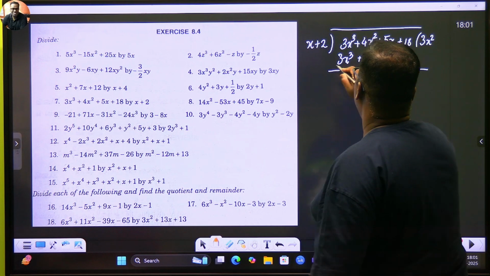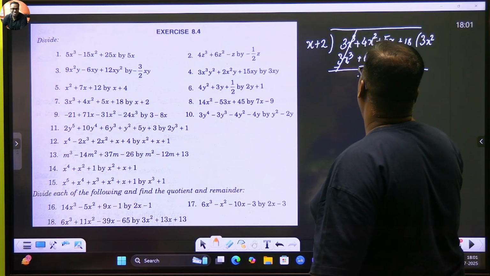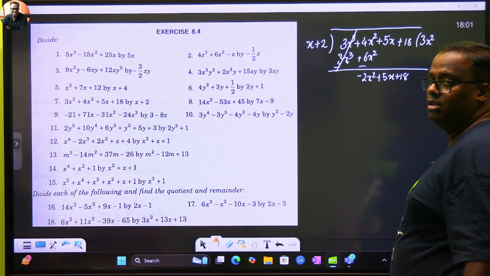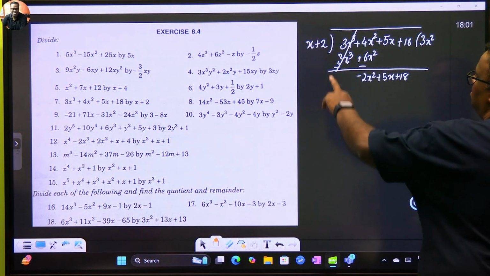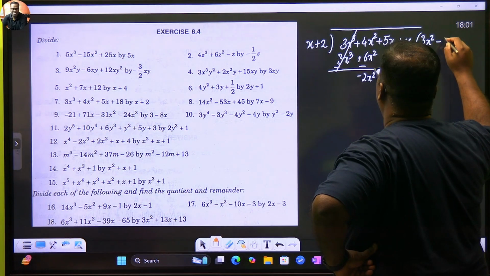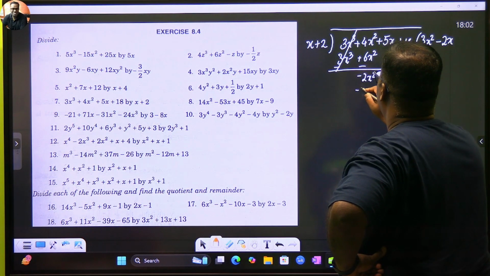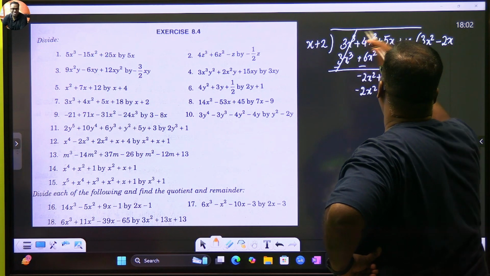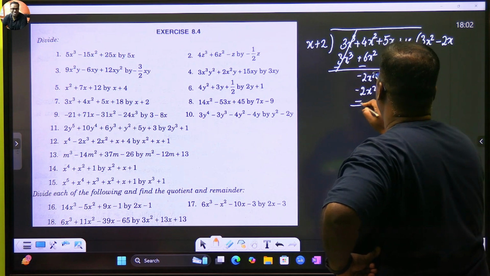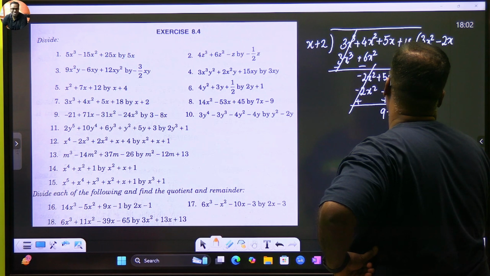Now we change and swap our signs. This goes away. This becomes a negative 2x square, and bring the other things down. Are we fine till here? Okay. Now what do I multiply? I need to get a negative 2x square, so I multiply with negative 2x. 2 multiplies with the 2x, that's negative 4x. This is plus, this is plus. This cancels away. This becomes 9x plus 18.